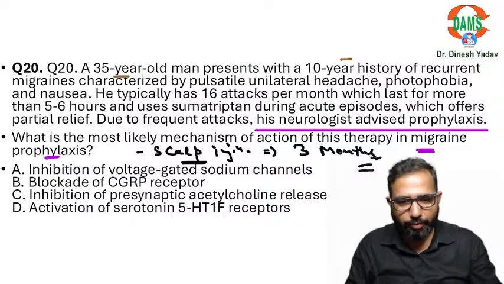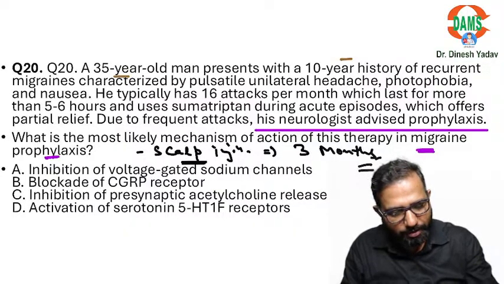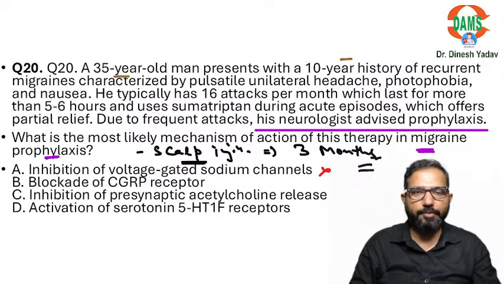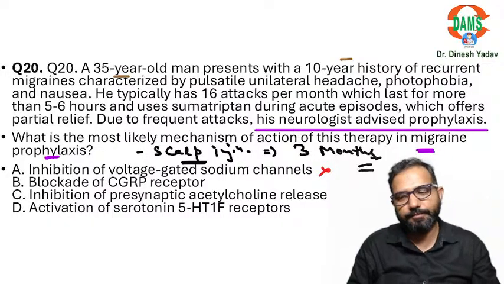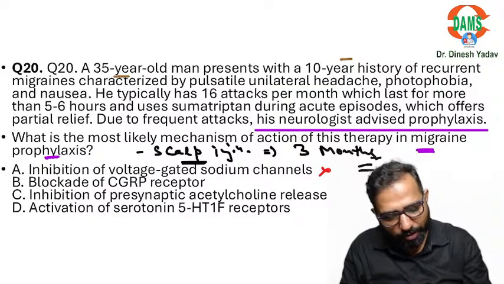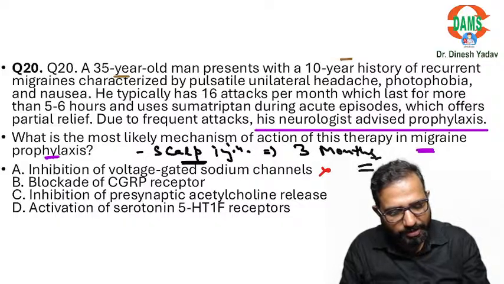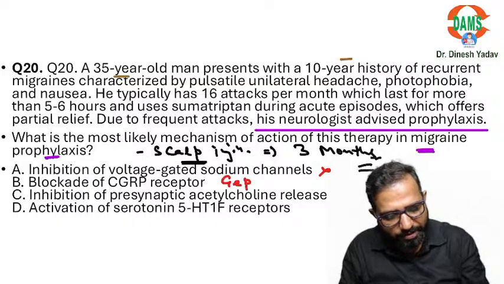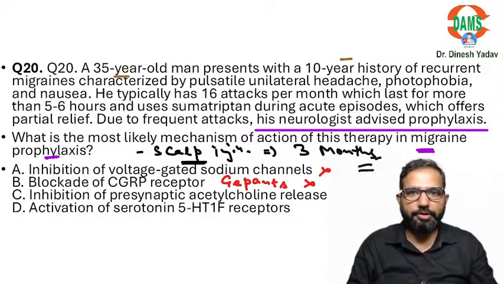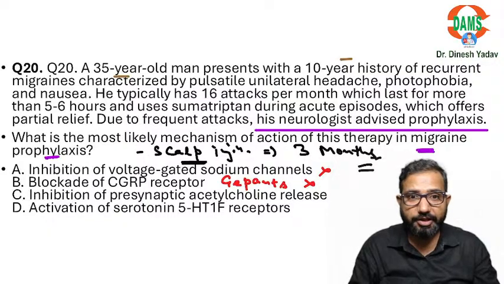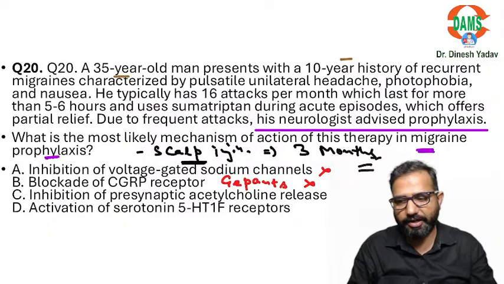So inhibition of voltage gated sodium channel? No. Is it blockade of CGRP receptor? These are gepants. Blockade of CGRP, gepants. And gepants are not for this purpose. Gepants, also Ubrogepant, we use these, but they are in acute, not for prophylaxis.